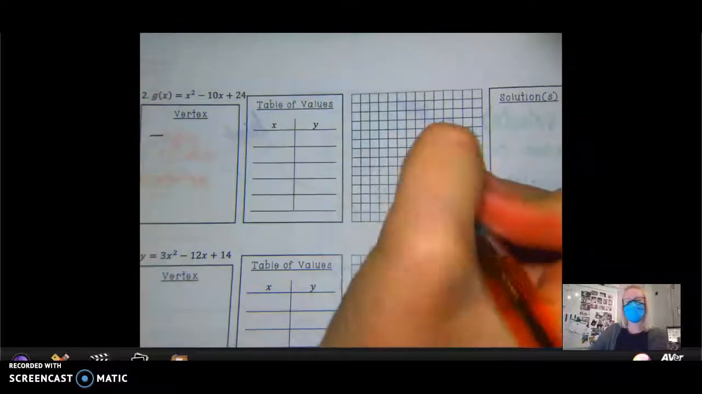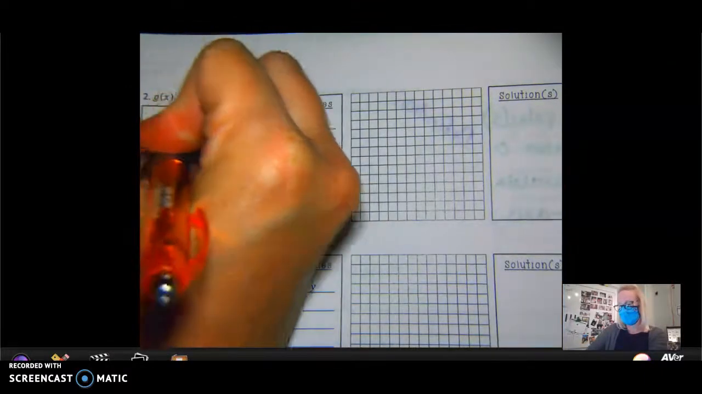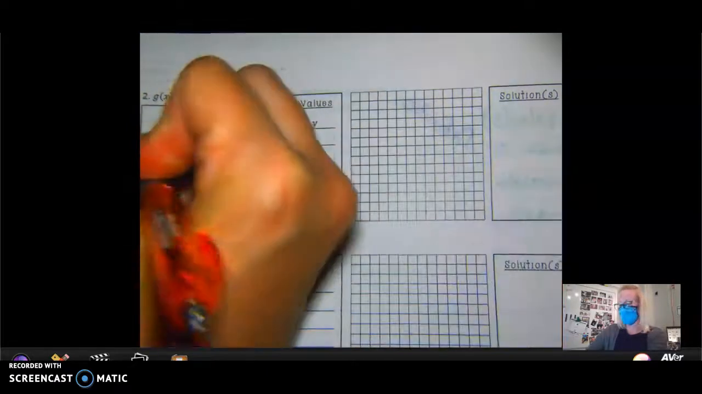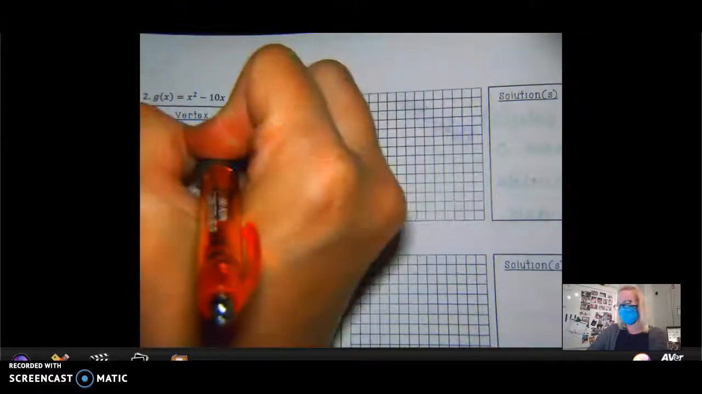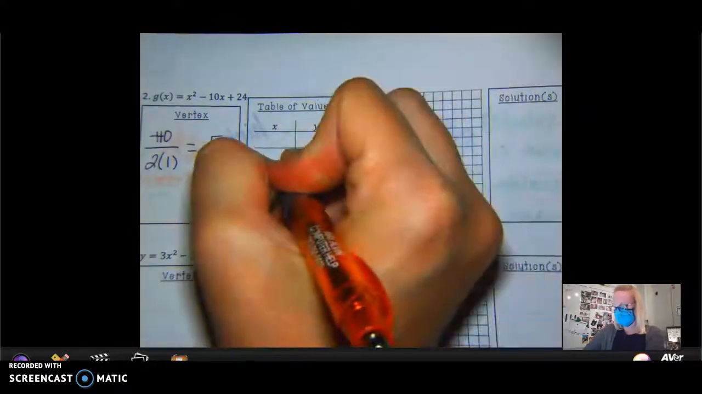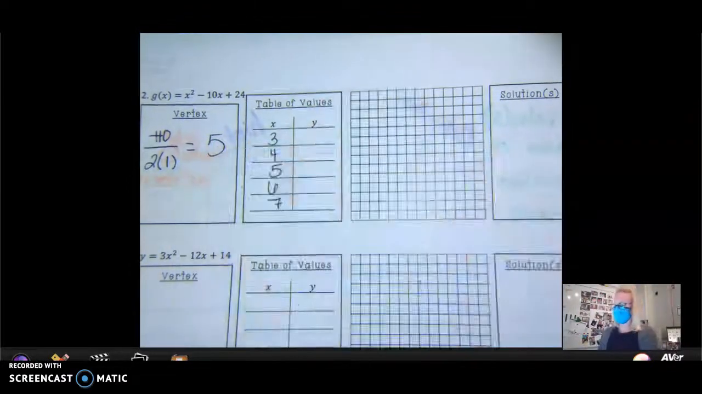Okay, let's start with our vertex. So negative, what's my b value? Negative 10. So that makes it positive 10 on top over 2 times, what's my a value? So that's really 10 divided by 2, so my vertex is at 5 something. So I'm going to put 5 in here. 2 less would be 4 and 3. 2 greater would be 6 and 7.